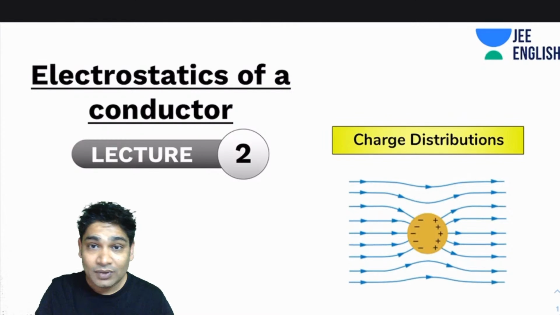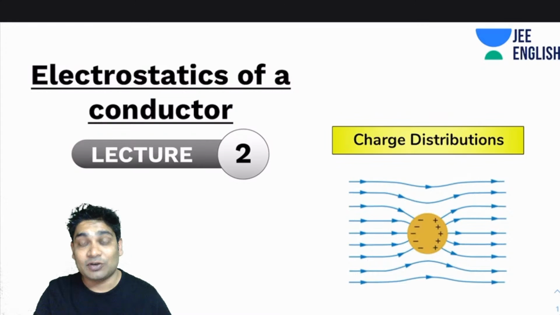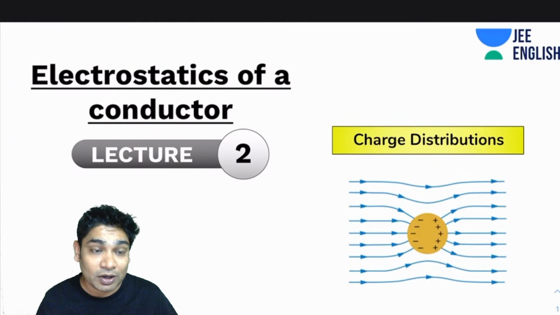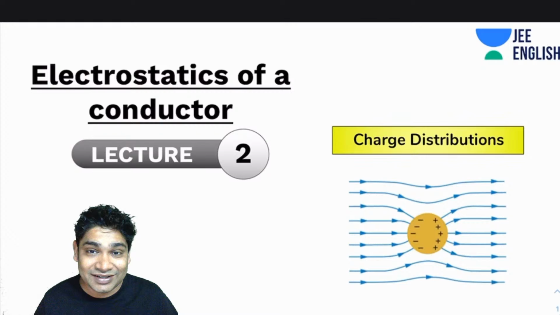Okay, so the topic that we were covering was electrostatics, and right now the subtopic that we are covering is electrostatics of a conductor. Today we'll be talking about the charge distributions on conductors. In my last lecture, I covered the properties of conductors in external electric fields and in the absence of external electric fields also. Based on that, today we'll be talking about the charge distributions.